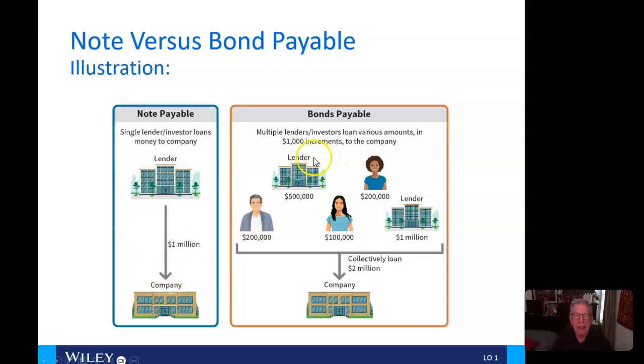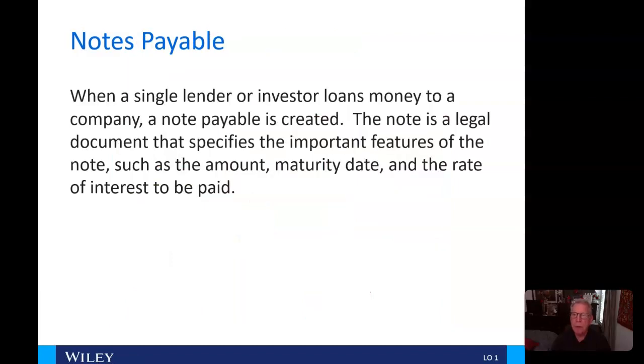Bonds normally are issued in $1,000 increments. So $1,000 increments can appeal to a larger group of people who can afford to buy a $1,000 bond. And sometimes a lender might kick in for half of it, as shown here, but some other investors may kick in the remainder. So collectively here, they have loaned the company $2 million in bonds.